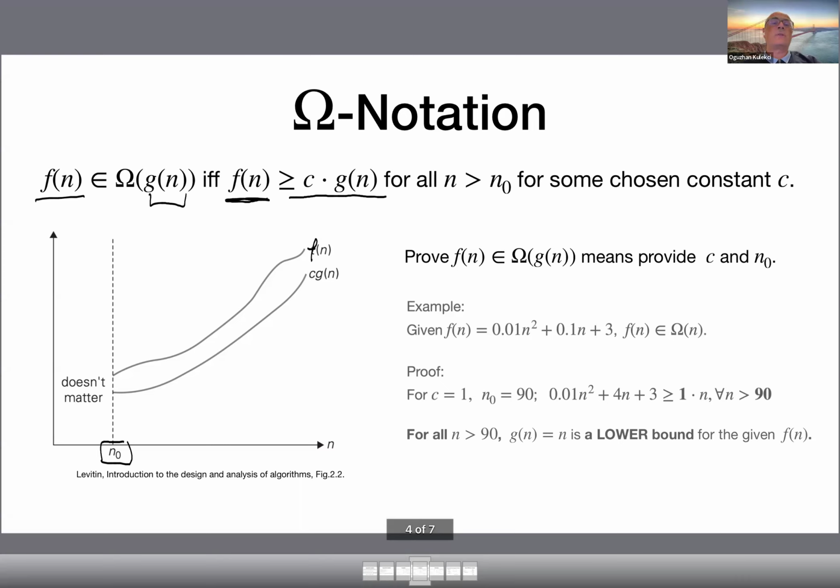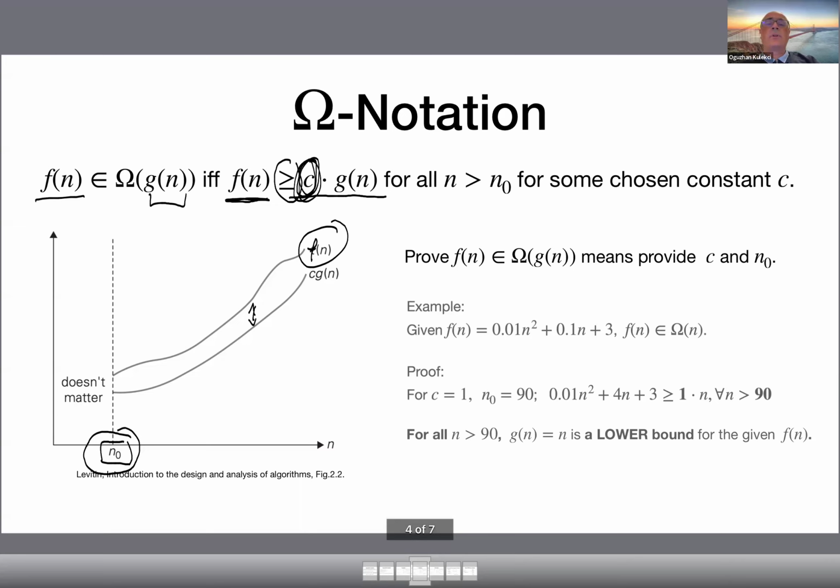So let's assume this is f(n) in the graph. What will happen? f(n) is always greater than c times g(n). And this always happens for n greater than n0 and for some constant c that I choose.